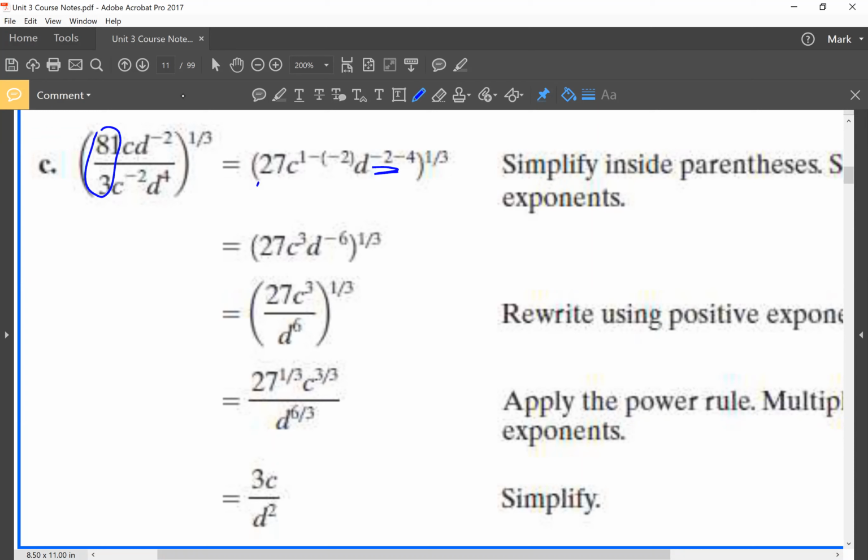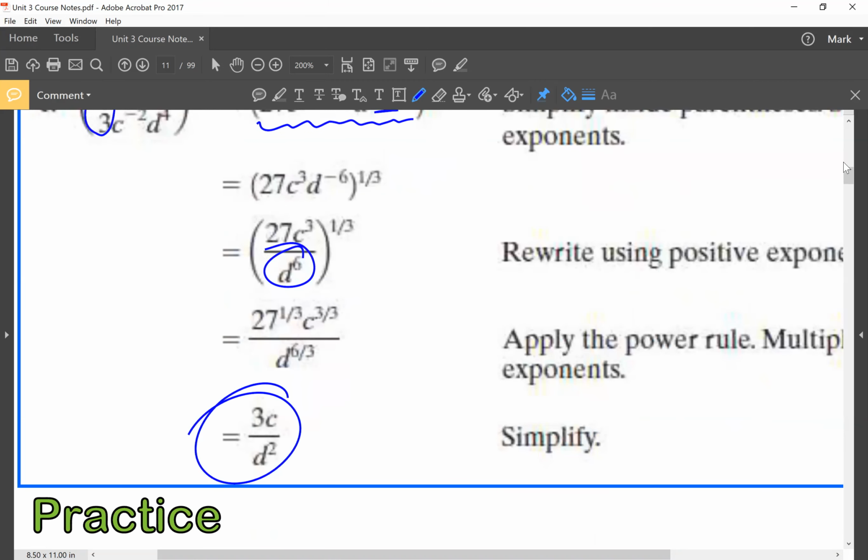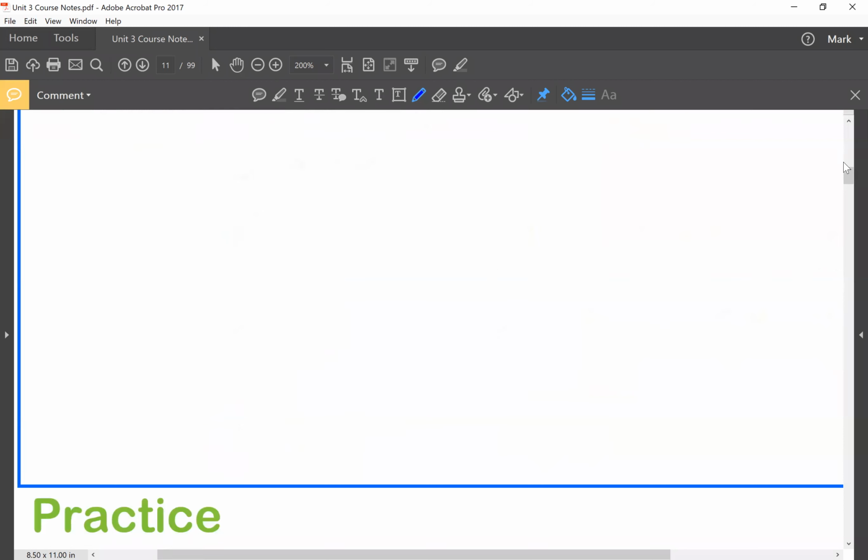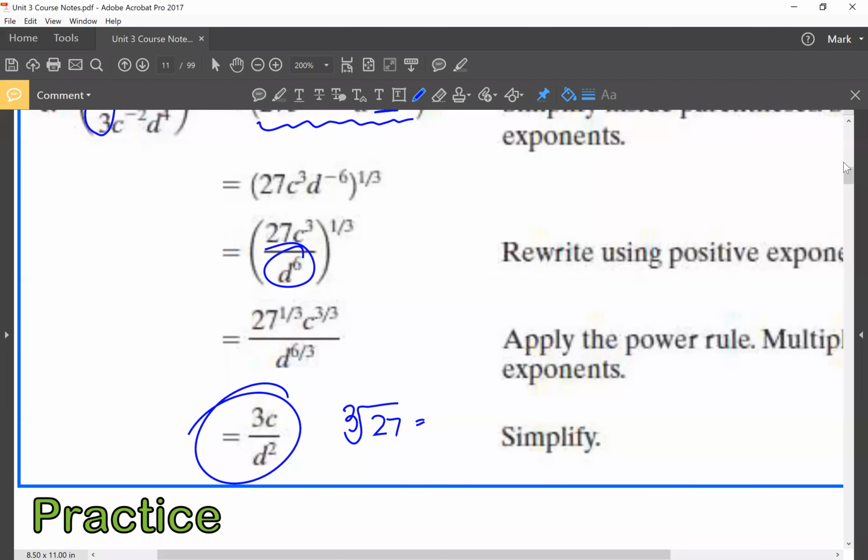So once I do all of the things inside of the brackets, now I can raise it to the power of 1/3. So 27C^3 times D to the -6. I move the D to the bottom of the equation, and now I solve. I put everything to the power of 1/3. And that's where I get this. 27, the cube root of 27, or 27 to the power of 1/3.